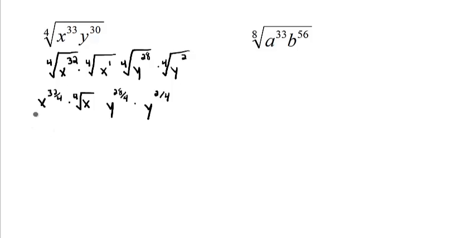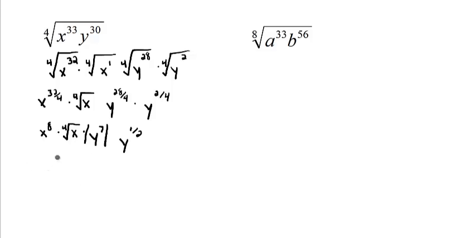Now let's continue to reduce. 32 divided by 4 is 8, so that's going to be x to the 8th. Can't do anything with this one, so I'll write that again: the 4th root of x. Now 28 divided by 4 is 7, so I write y to the 7th. Because we have an odd exponent, and that came from an even exponent up here, we have to put this in absolute value bars. And then 2 over 4, we could reduce that to 1 over 2.